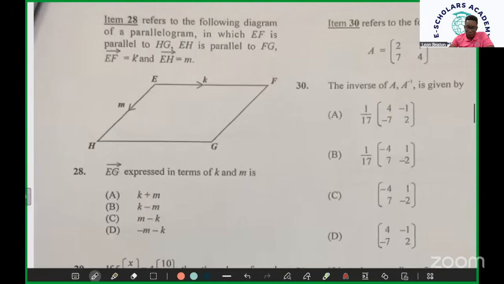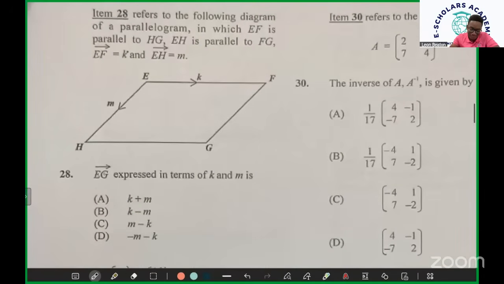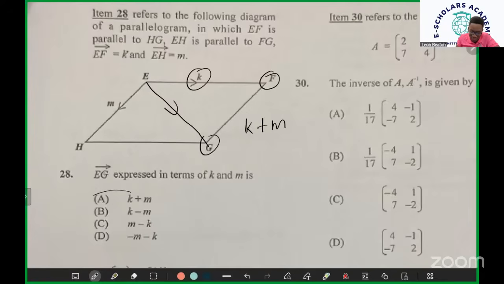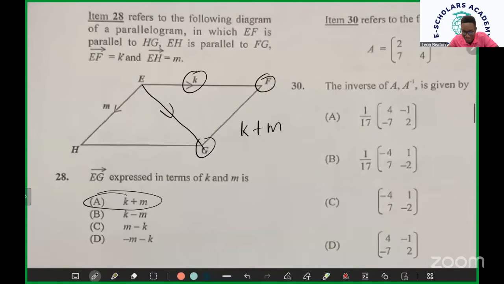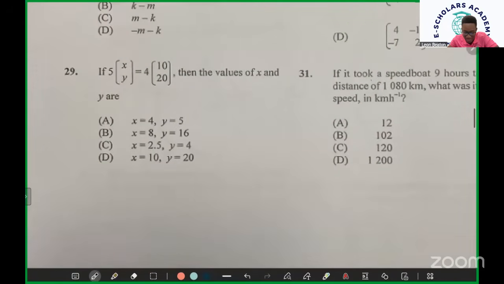Let's go to our favorite kind of vector. So they want EG. EG, we know we love this question. So EG would be, we move from E to F, which is K, plus F to G, which is M. So K plus M, which is A. We love this one. I hope this is the one that they bring this year. We did this one earlier.